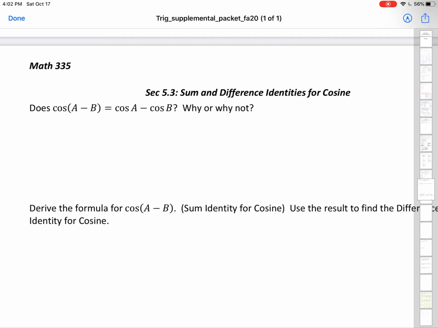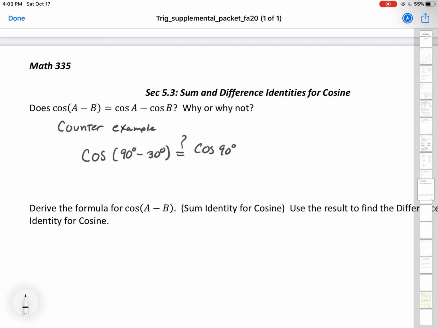So here they ask a question: does cosine A minus B equal cosine A minus cosine B? Why or why not? Well, the best way to show what the answer is to look at a counterexample, because the unfortunate reality is no, it's not that simple. And so what if we looked at something like cosine of 90 degrees minus 30 degrees? Well, is that really equal to the cosine of 90 minus the cosine of 30? And let's take a look.